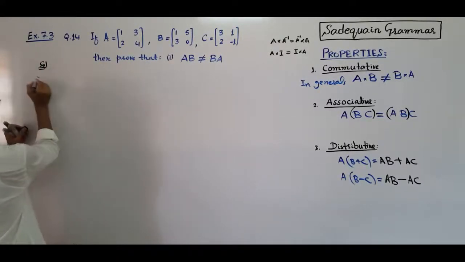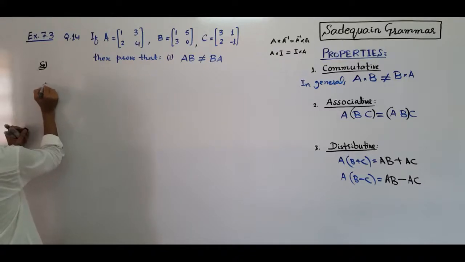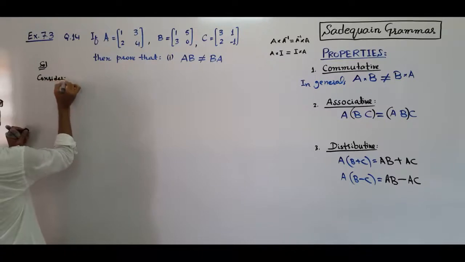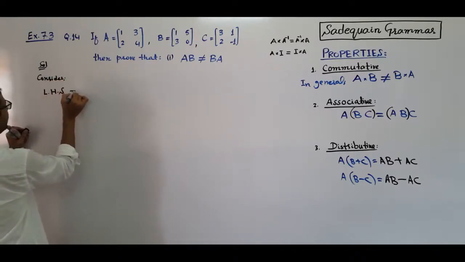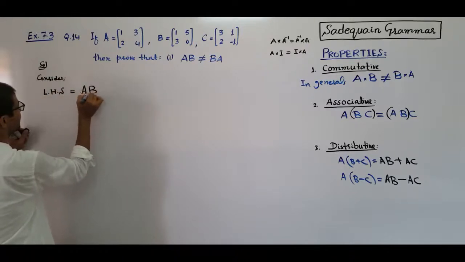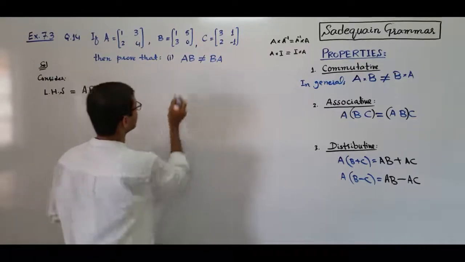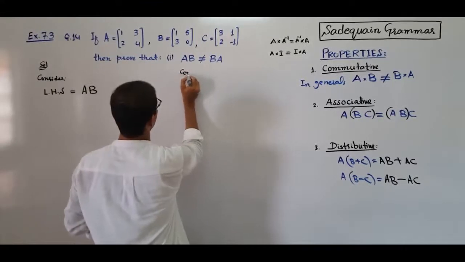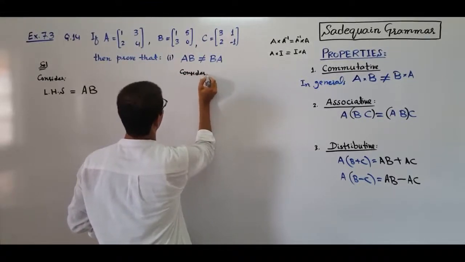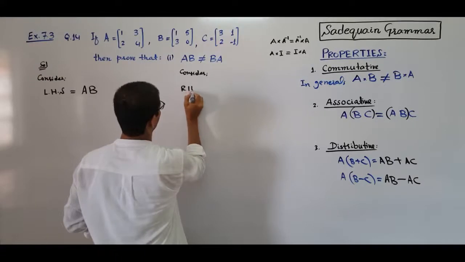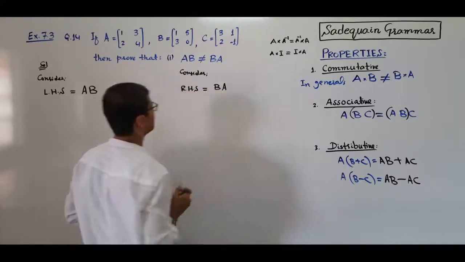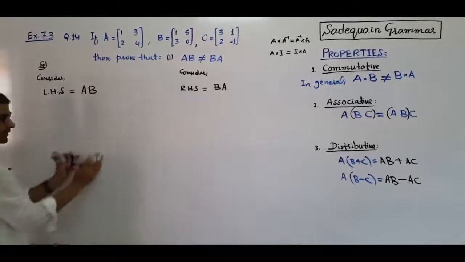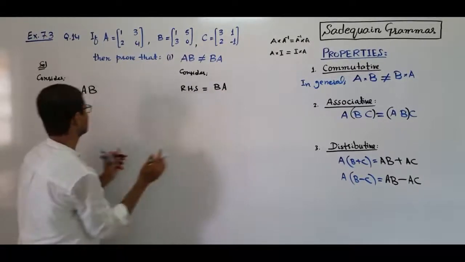Solution: consider the left hand side, which is AB. Then consider the right hand side, BA. Now evaluate this and then this.